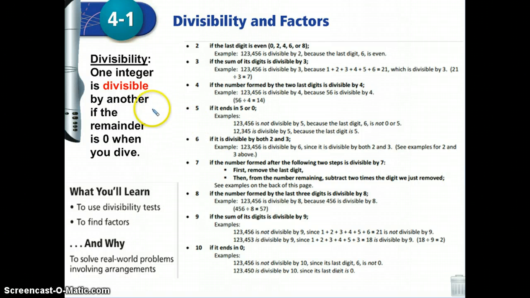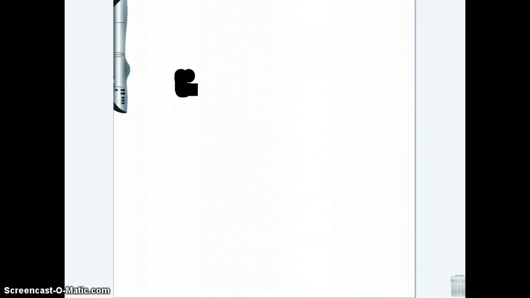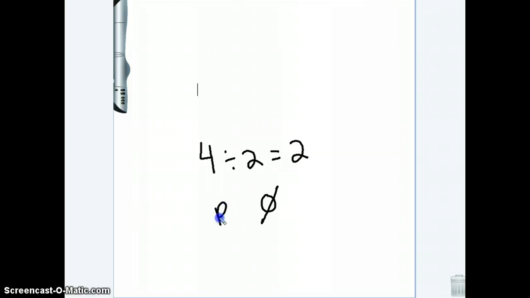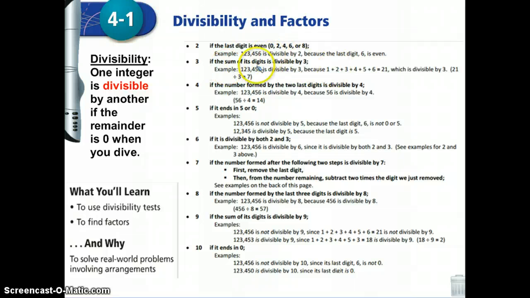Divisibility. We know that one integer is divisible by another if the remainder is 0 when you divide. So if I were to take a number like 4, wow, that is the biggest marker I've ever seen in my entire life. Let me rewind here. 4 divided by 2 is 2. There is no remainder. Okay? So if we were to say remainder equals 0, that means that 4 is divisible by 2.